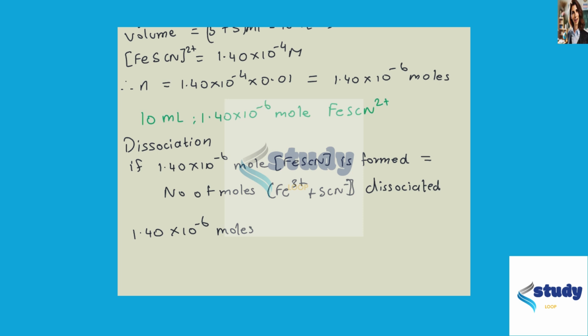So from this we can conclude that 1.40 × 10^-6 moles each of Fe3+ and SCN- gets dissociated.